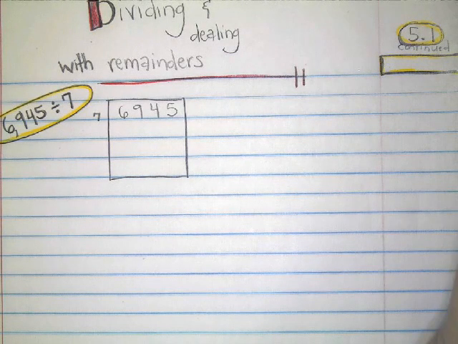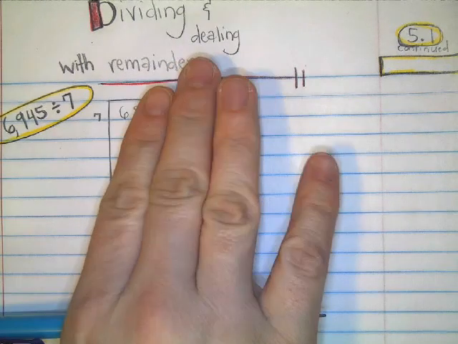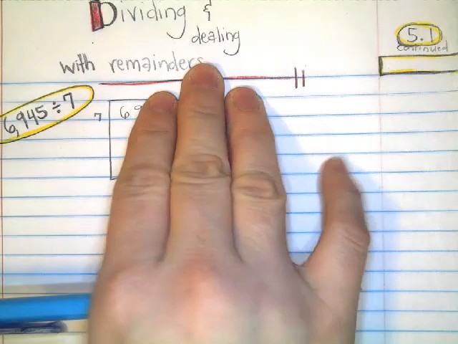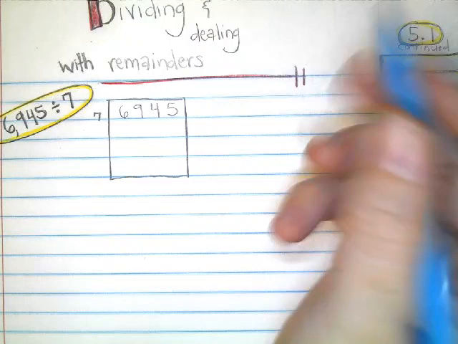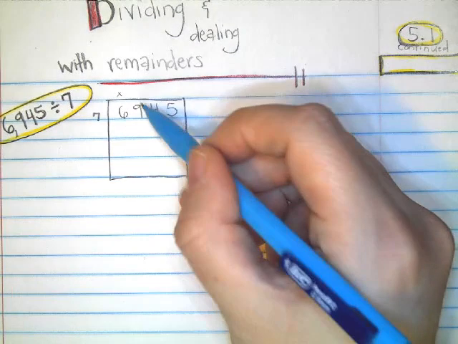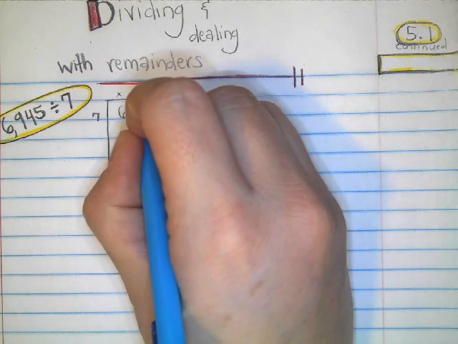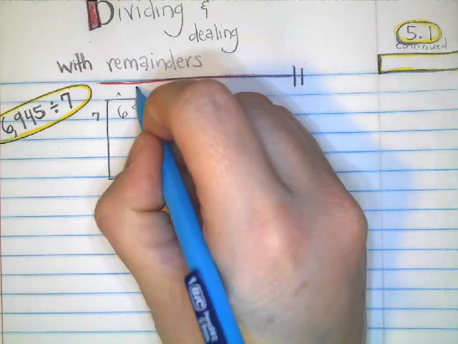7 will not go into 6, and so you have to move over. But 7 will go into 69. So you could put a little X above the 6, and then just know that that's where you're starting is above the 9. 7 goes into 69 9 times, which is 63. So I put a 9 up here.